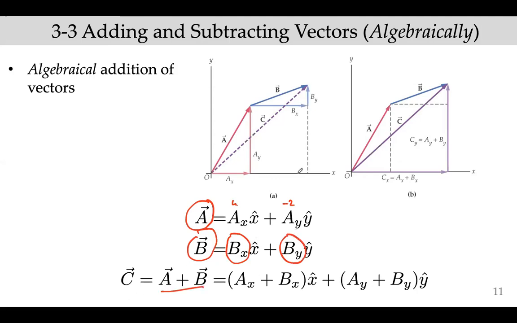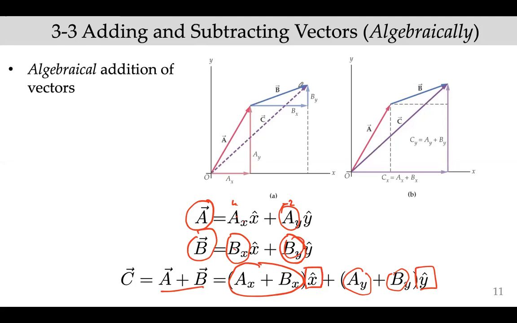What you do is you add the x components together, so ax plus bx. So you add them together, and then you write x hat. Remember, this is the vector part. And then you add the y components together here, and then you write y hat. Does that make sense in terms of addition? Yes. Now remember, we used the add in the previous slides graphically.